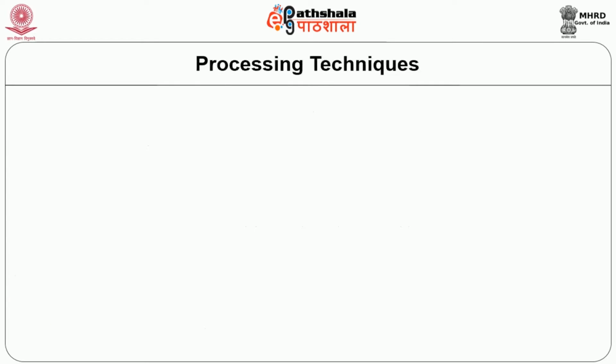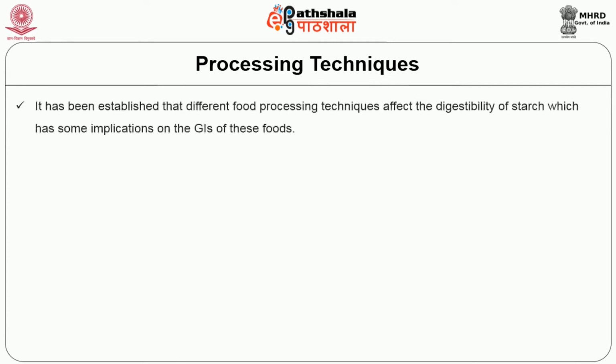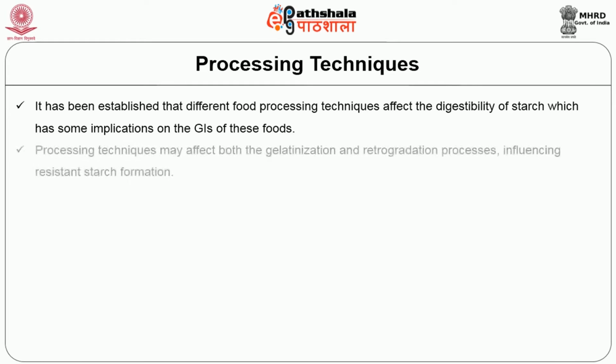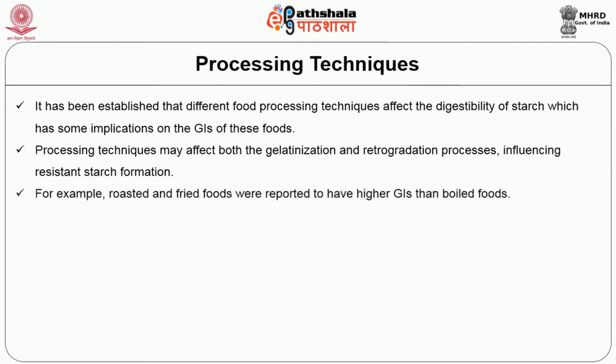The seventh major factor which affects the glycemic index and load is the processing techniques. It has been established that different food processing techniques affect the digestibility of starch, which has implications on the glycemic index of these foods. Processing techniques may affect both the gelatinization and retrogradation process, influencing resistant starch formation. For example, roasted and fried foods were reported to have a higher glycemic index than boiled foods.